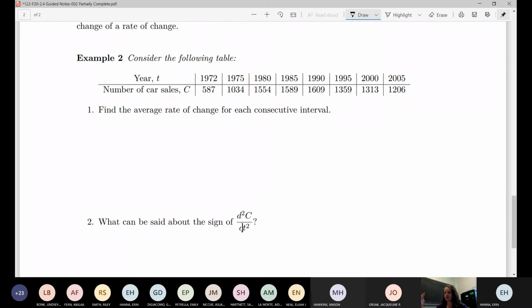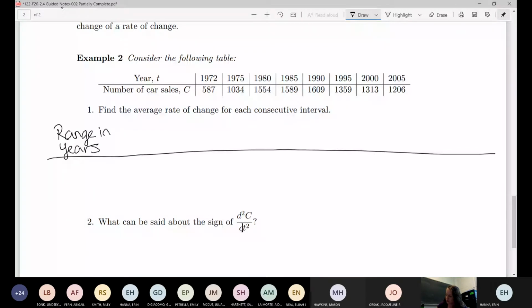So if we want to talk about the second derivative, the first thing we would need to look at is the slopes. That's why this first part asks us to find the average rate of change between each consecutive interval, because we're going to want to talk about the slopes. So why don't we find them first? I'm going to make a completely new table with a range in years versus the average rate of change, which I'm also going to write as change in C over change in T, just to remind us that it is a rate of change.